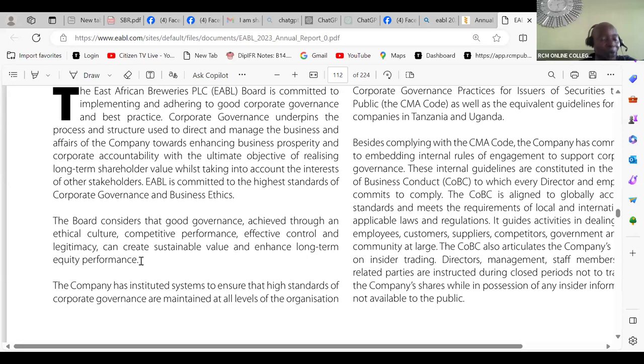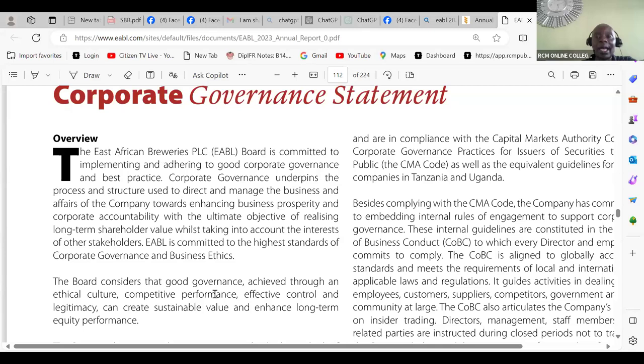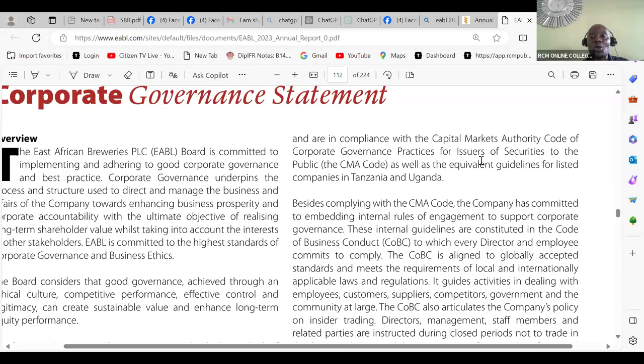The company has instituted systems to ensure that high standards of corporate governance are maintained at all levels of the organization and are in compliance with the Capital Markets Authority, Code of Corporate Governance Practices for Issuers of Securities to the Public, the CMA Code, as well as the equivalent guidelines for listed companies in Tanzania and Uganda.